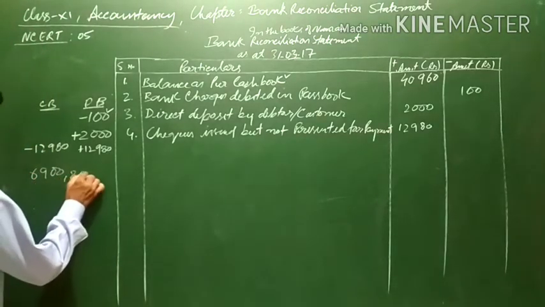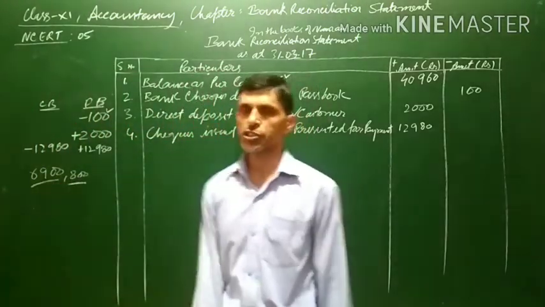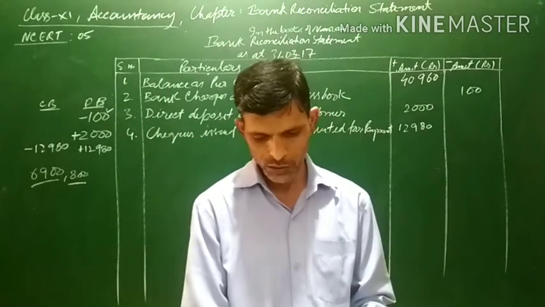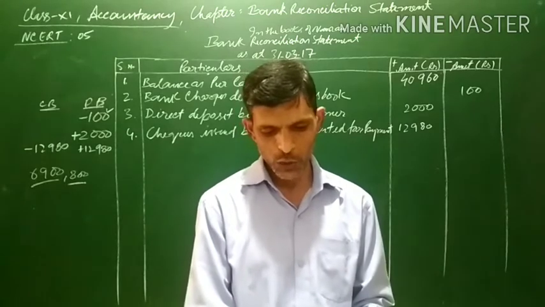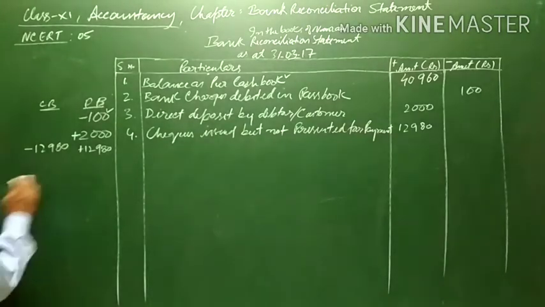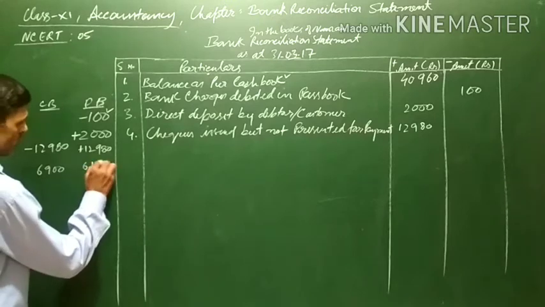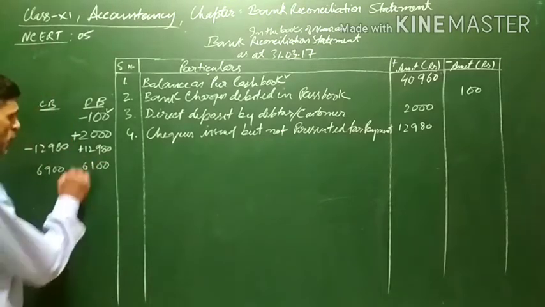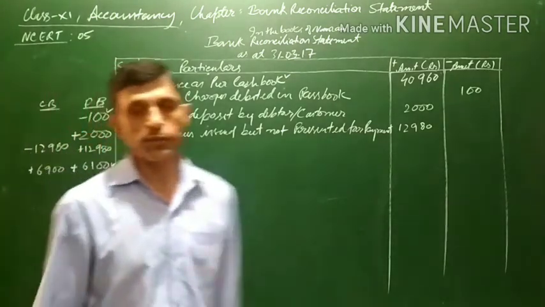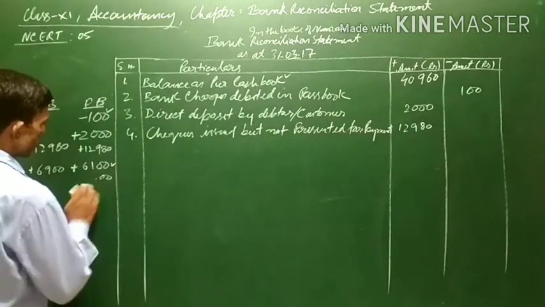6,900 and 800. These are the two things which have to be considered. A bill of 6,900 is discounted with the bank and it has been entered in the cash book without recording the discounting charge. Means in the cash book it was recorded as 6,900, but actually in the passbook there would have been a plus balance of only 6,100, because 800 is the discounting charge.